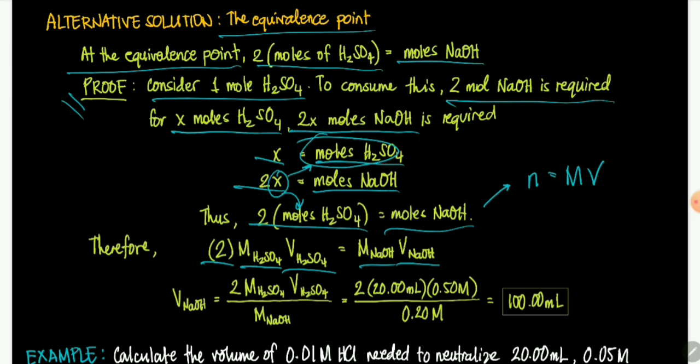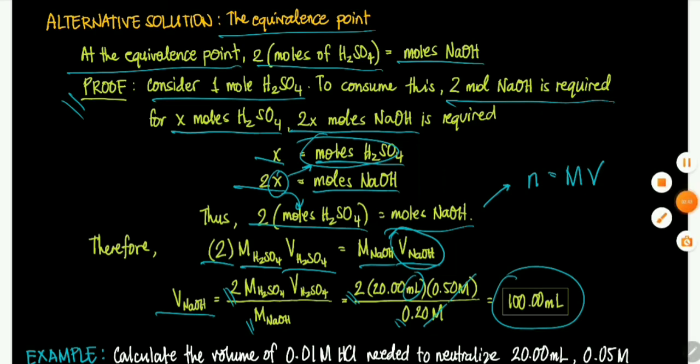So, i-rearrange lang natin yung equation para makuha natin yung volume ng sodium hydroxide. Okay? So, volume of NaOH is equal to 2 times the molarity of sulfuric acid times its volume over the molarity of sodium hydroxide. So, substituting the values, we have 2 times 20 ml times 0.5 molar over 0.2 molar. So, makakancel yung molarity na unit, ang matitira ay ml. So, we will get 100 ml using this technique. So, mas madali yung technique na to kasi straightforward na siya. Hindi na kayo gagamit ng multiple steps or hindi na kayo gagamit ng stoichiometry na nagko-convert pa tayo sa number of moles bago natin makuha yung volume.